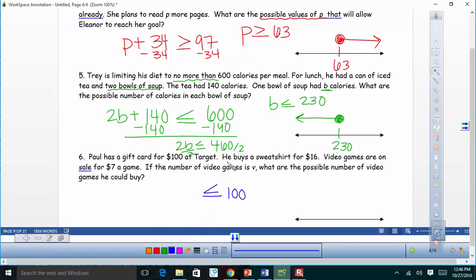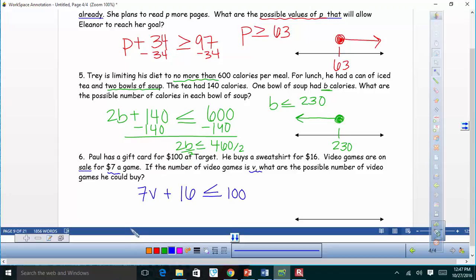Okay? It says he buys a sweatshirt for $16. Video games are on sale for $7. If the number of video games is V, what are the possible number of video games he could buy? Okay? So he already bought a sweatshirt, which was $16, plus, how would we write $7 for a game that is V? 7V. Very good.